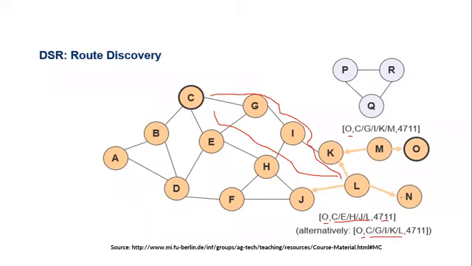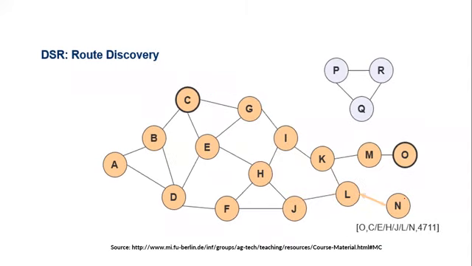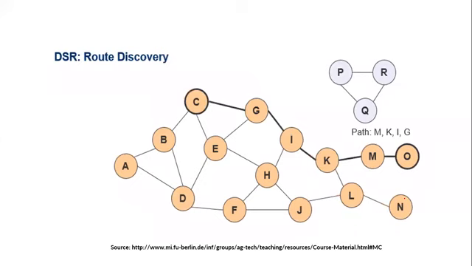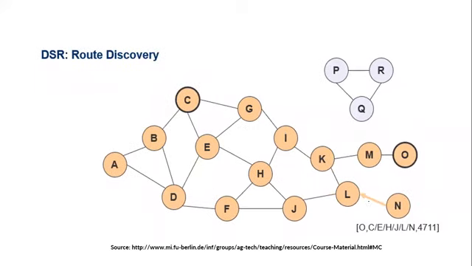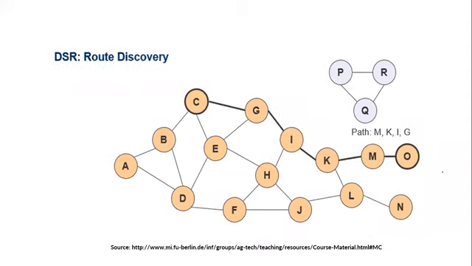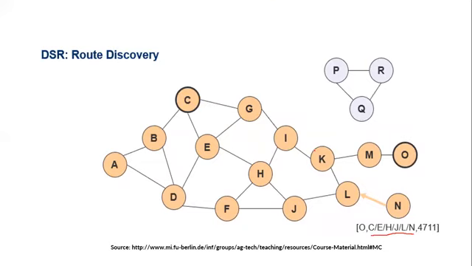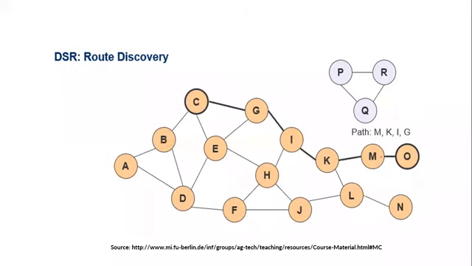Finally, M will send to O and L will send to N. L to N is something like this: C, E, H, J, L, N. And M to O: the path is C, G, I, K, M. Okay, C, G, I, K, M, and the reverse path is M, K, I, G. This is the reverse path, M, K, I, G, assuming it is a symmetric link. Okay, so this is how the dynamic source routing algorithm works.